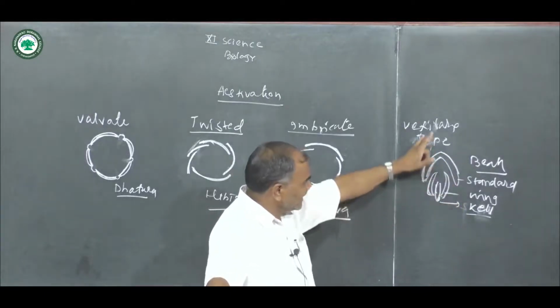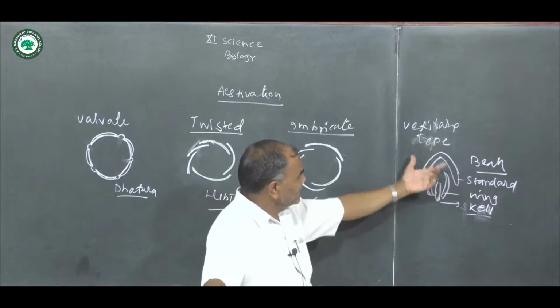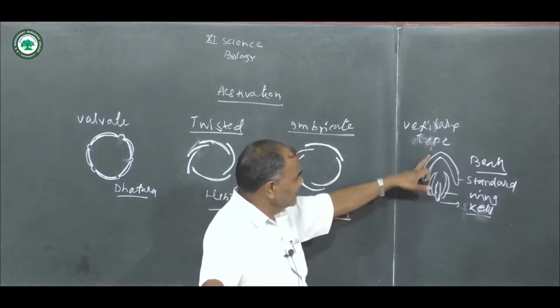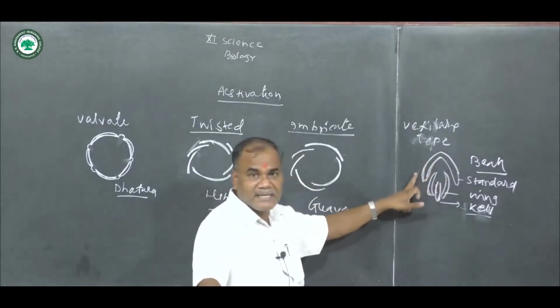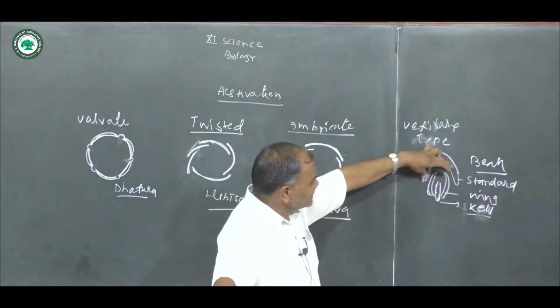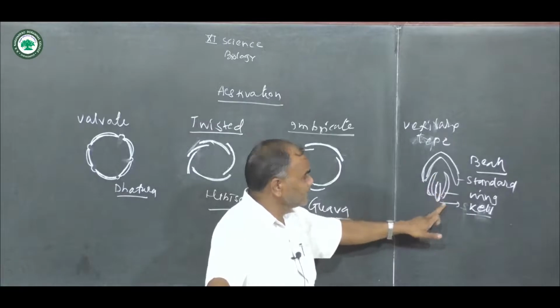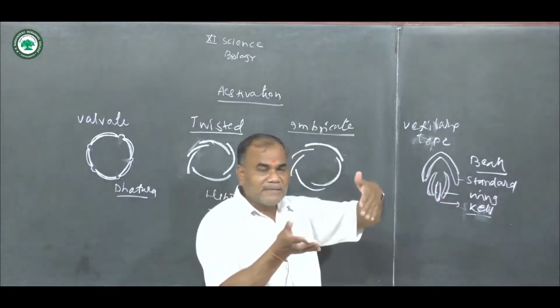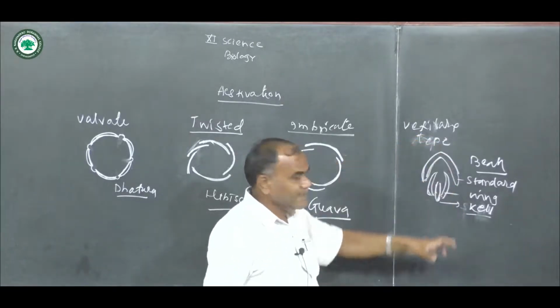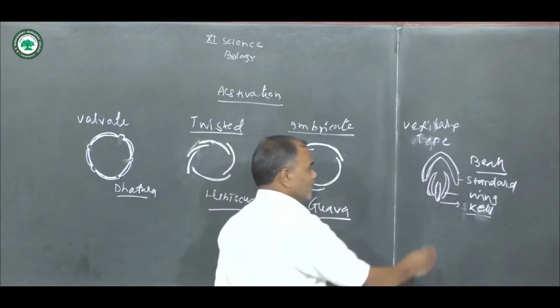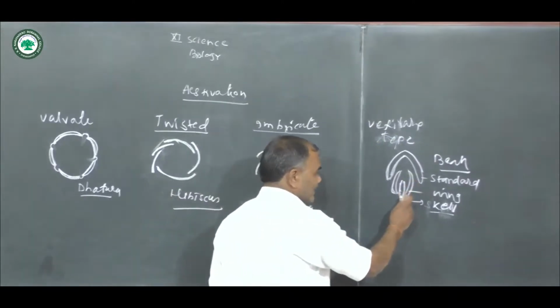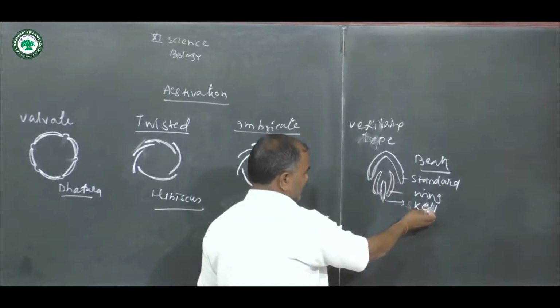This arrangement looks boat-shaped. In this vexillary type of aestivation, the outer petal is known as the vexillum. This vexillum covers the two wings, and the two wings cover the keel. This type of aestivation looks boat-shaped, meaning the central part has two petals, which are known as the keel.